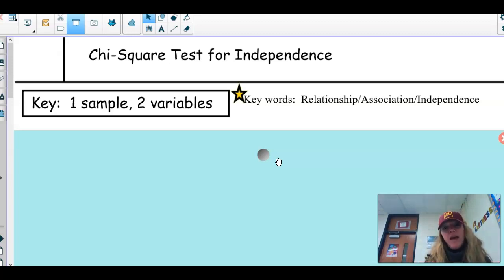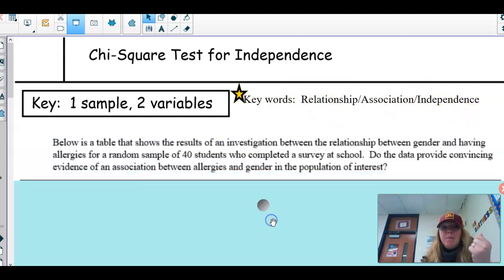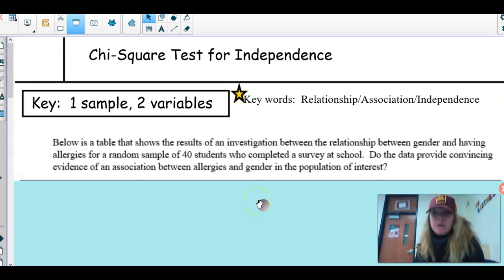Now what do we have today? We have one sample, but now we're looking at two variables within it. And there are some keywords in here: relationship, association, independence. Below is a table that shows the results of an investigation of the relationship between gender and having allergies for a random sample of 40 students. So that's my one sample right there, who completed a survey at school. Do the data provide convincing evidence of an association between allergies and gender in the population of interest?